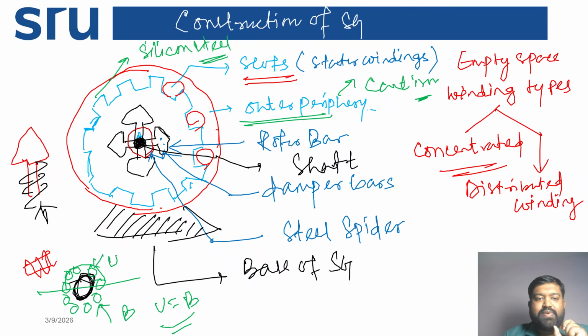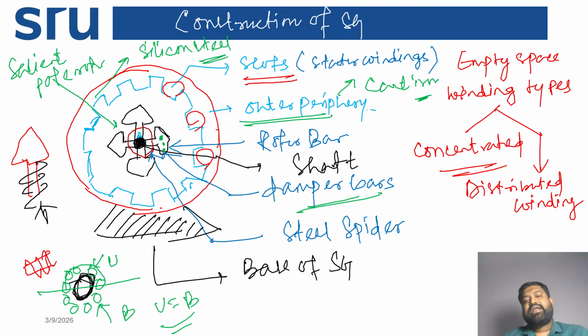And here specifically, what is that? That is your salient pole rotor. Salient pole rotor means the rotor bars are projected outside. Now across the rotor bars, what will happen? Across the tip, some damper bars are there. Why are the damper bars there? Damper bars are present across this to eliminate the oscillations.